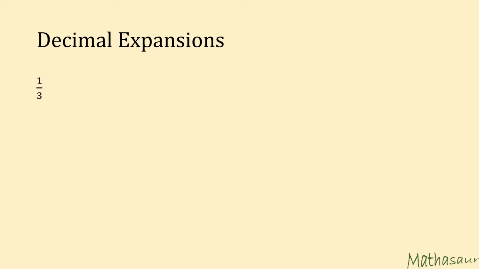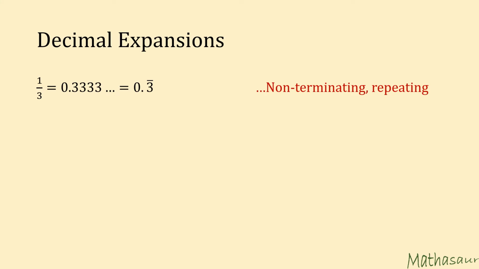Let us look at 1 upon 3. We see that it results in 0.333 and so on. Basically, we have 0.3 bar. The bar signifies a repetition of the number under the bar. So this is a non-terminating but repeating decimal.